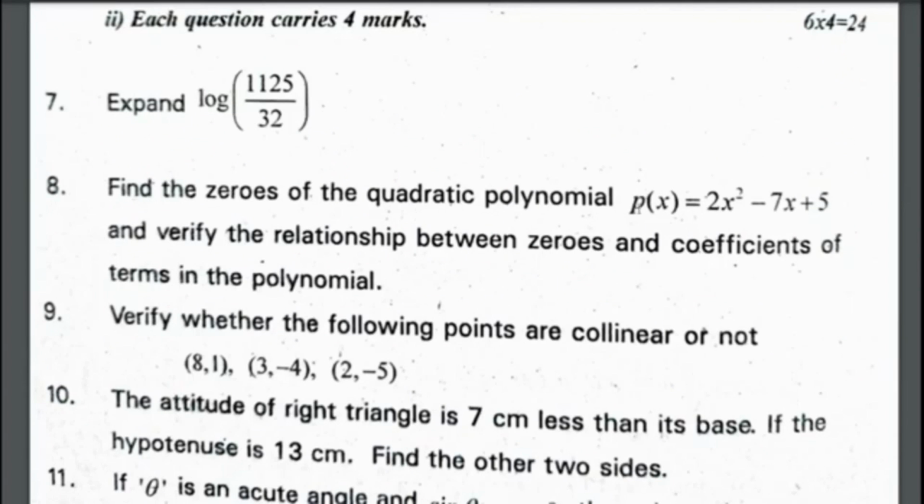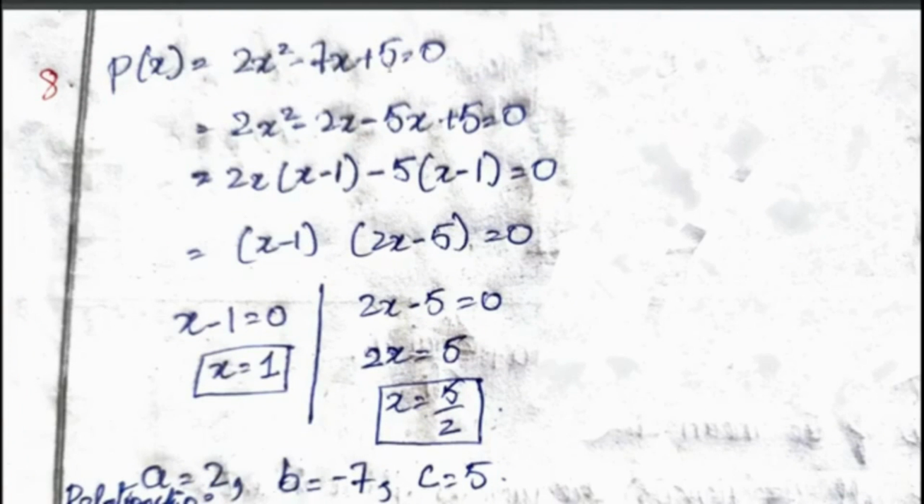Find the zeros of the quadratic polynomial p of x is equal to 2x square minus 7x plus 5, and verify the relation between the zeros and coefficients of terms in the polynomial. So we will use the factorization method. So 5 twos are 10.